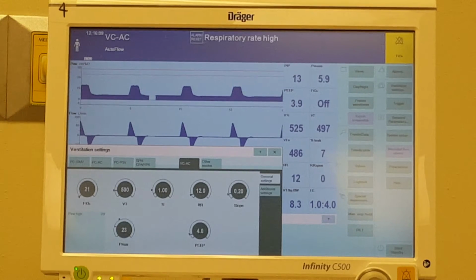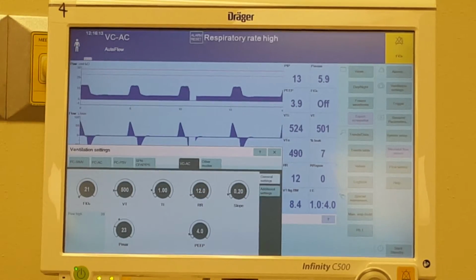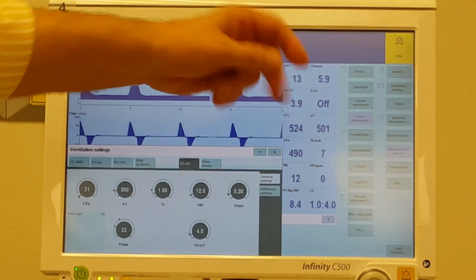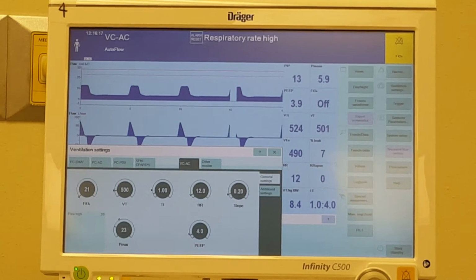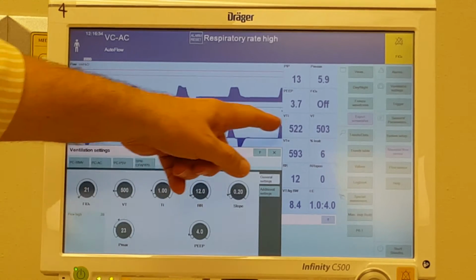So we're going along. We can see our target volume is around 500, just like specified. Our PIP is 13, like we talked about. Well, what's going to happen if compliance goes down to 20? Okay, so let's see. Watch the first breath. What happens? We're around 500, right? Compliance goes down to 20. Notice first breath.